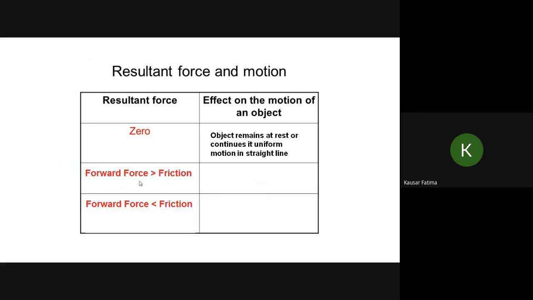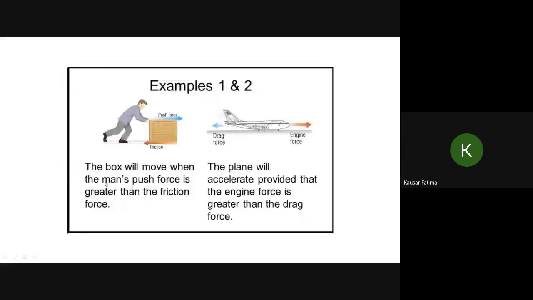What happens when the forward force is greater than the friction, which is the opposing force? It opposes the motion of the body, so the object will accelerate. And when the forward force is less than the friction, the object will slow down. When an object slows down, what do we call it? The object decelerates.